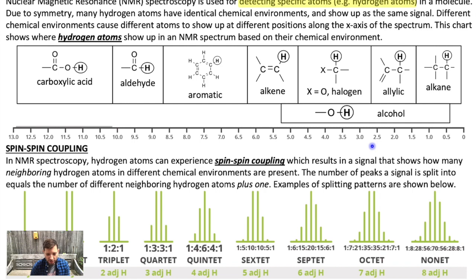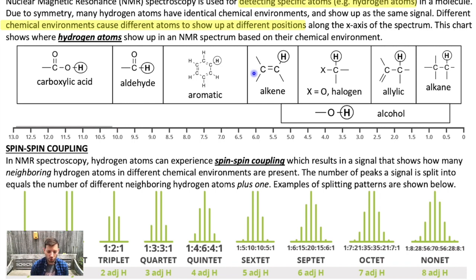Due to symmetry, many hydrogen atoms have identical chemical environments, and they show up as the same signal, but different chemical environments will cause different hydrogen atoms to show up at different positions. So we can differentiate between a hydrogen atom that's attached to, let's say, an aldehyde group, like the thing we're testing for in a Tollens test, versus a hydrogen that's on what's called an alkene, a carbon-carbon double bond. Even though they're both hydrogen, they're in a different chemical environment, and it doesn't take much to make the chemical environment different.